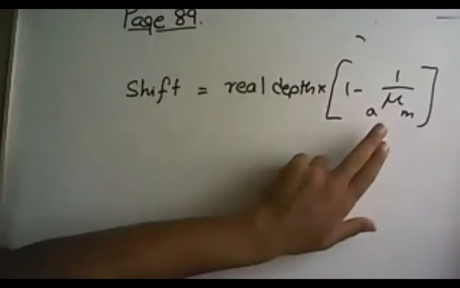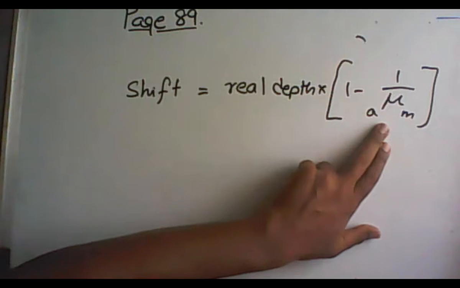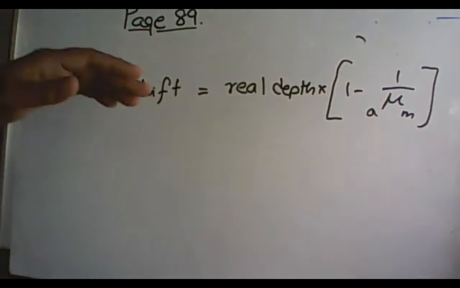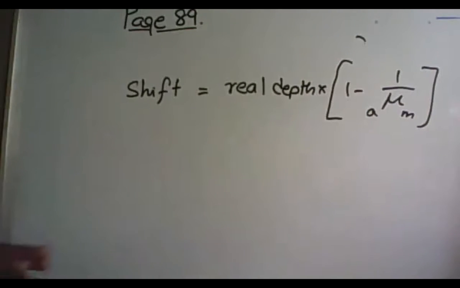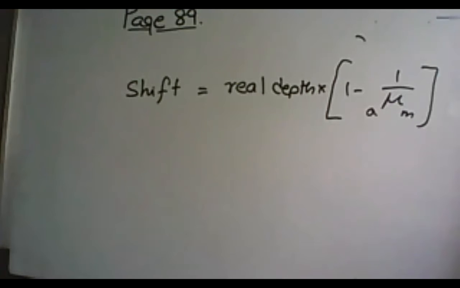It's going to be very rare that they are going to give shift and real depth and ask you to find out the refractive index of the medium. That will be a little harder to manipulate. But otherwise, if shift is asked for and real depth and refractive index given, or real depth is given and shift and your refractive index is given, that shouldn't pose any problems at all for you to figure it out. So is that clear? Any doubts about it?